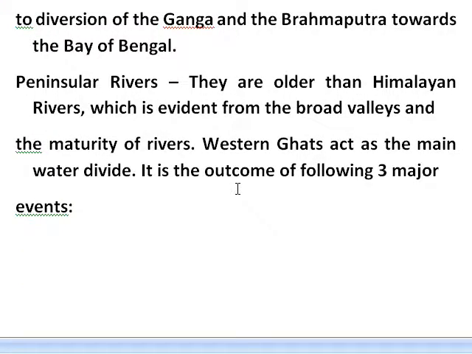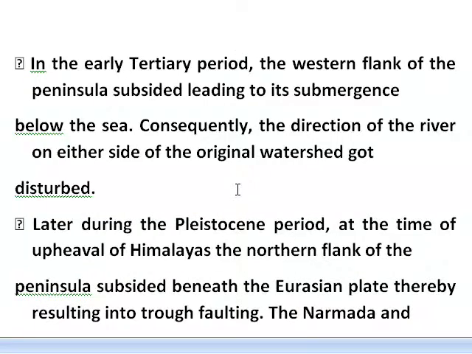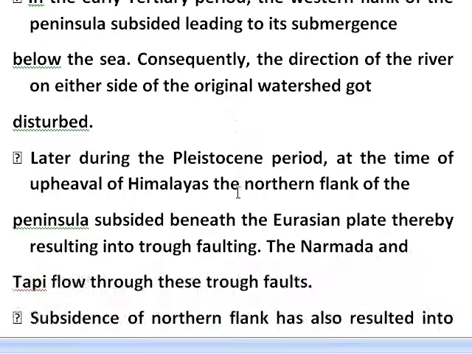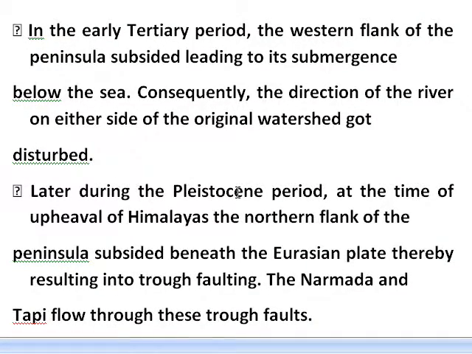Peninsular rivers are older than Himalayan rivers, which is evident from the broad valleys and the maturity of the rivers. The Western Ghats act as the main water divide. It is the outcome of the following three major events. In the early Tertiary period, the western flank of the peninsula subsided, leading to its submergence below the sea. Consequently, the direction of the rivers on either side of the original watershed got disturbed.